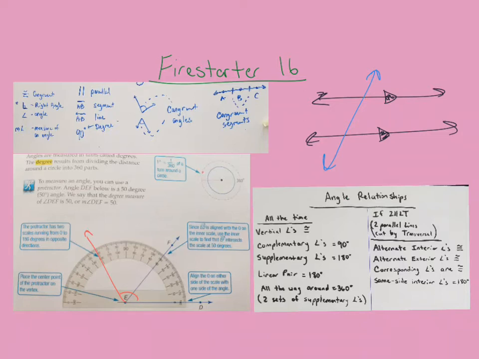Alternate exterior would be this guy's on the outside of the parallel line, so I go to the other side of the transversal, right? And that would be his partner, the alternate exterior. Corresponding angles would be like, this is the top left angle of this group of angles. This is the top left angle of this group of angles. This would be the corresponding. And then same side interior, look, they're on the same side of the transversal. They're on the inside of the parallel lines.